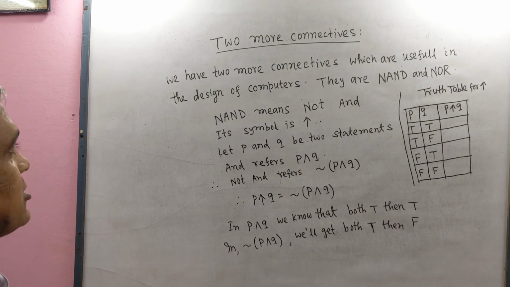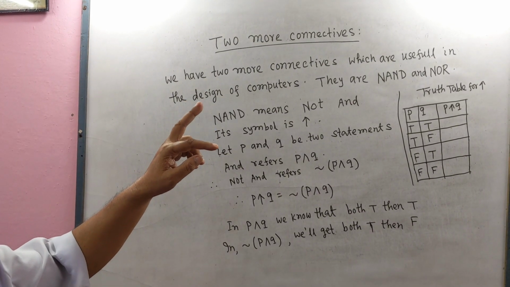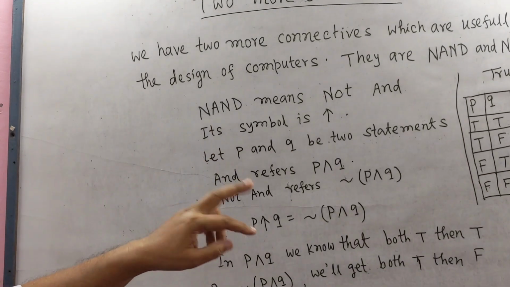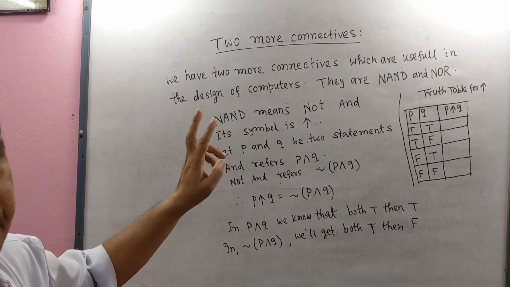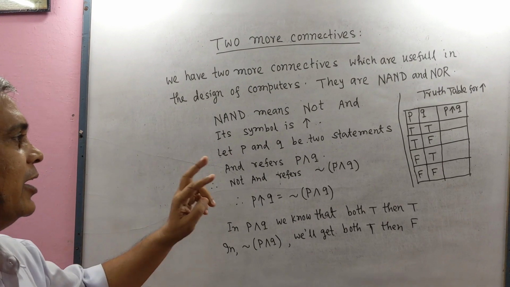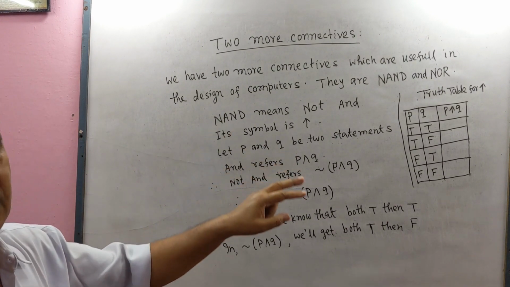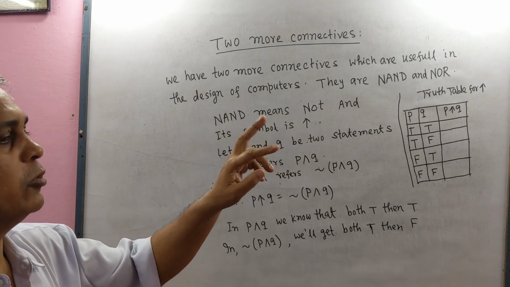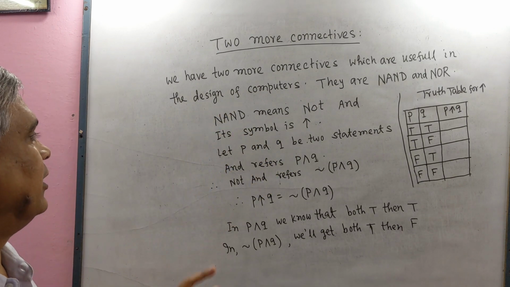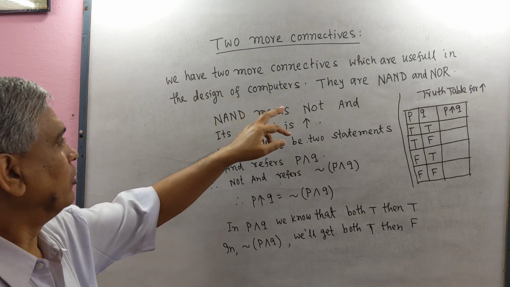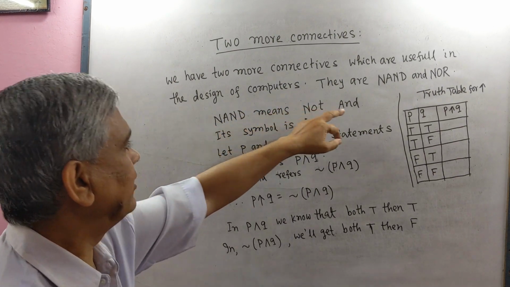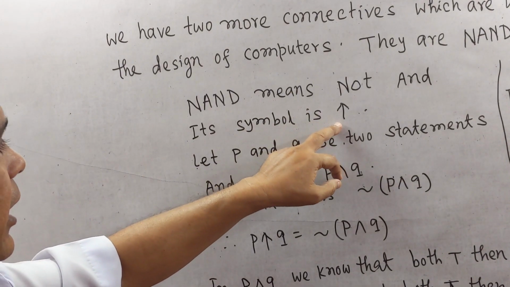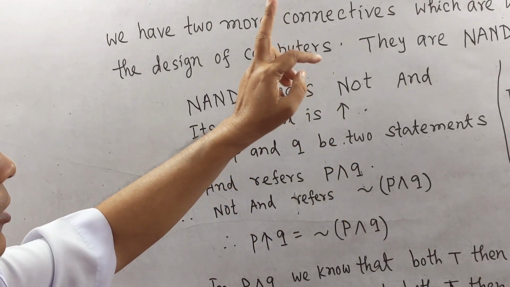Now we shall discuss two more connectives, which are useful in the design of computers. They are NAND and NOR. NAND means not and. Its symbol is an upward arrow.